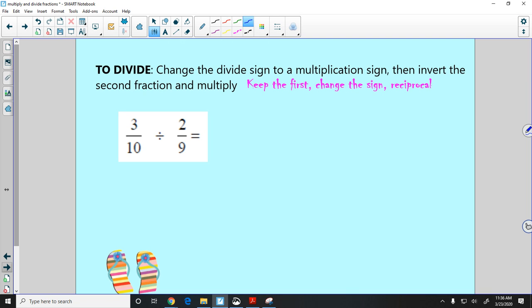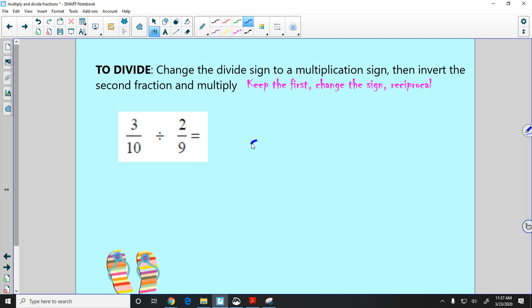All right. So to divide, we have to change the division sign to a multiplication sign and then invert the second fraction and multiply. So you learned last year, keep, change, flip. Well, we have this fancy word now called a reciprocal, which means the same thing as flipping the fraction, okay? The denominator becomes the numerator and the numerator becomes the denominator.